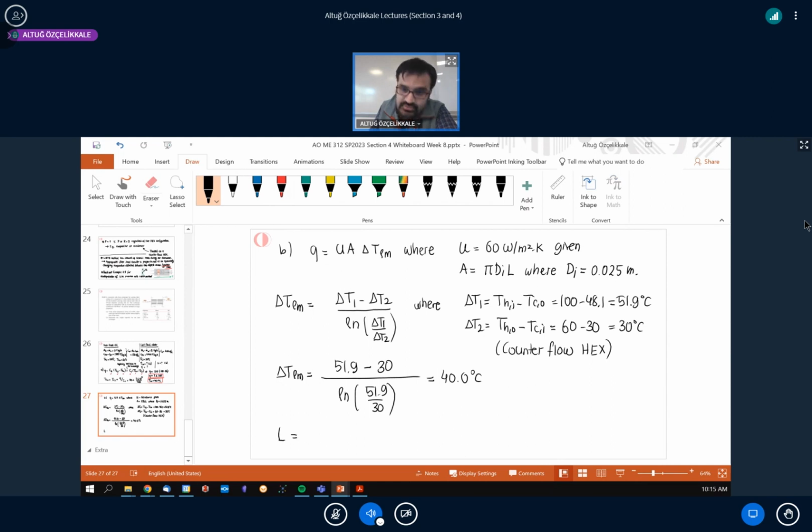And the length of the heat exchanger is going to be Q divided by U pi d_i delta T log mean, and that's going to give us 7.6 times 10 to the power 3 divided by 60 times pi times 0.025 times 40. From here, you obtain length as 40.3 meters. That's the result.